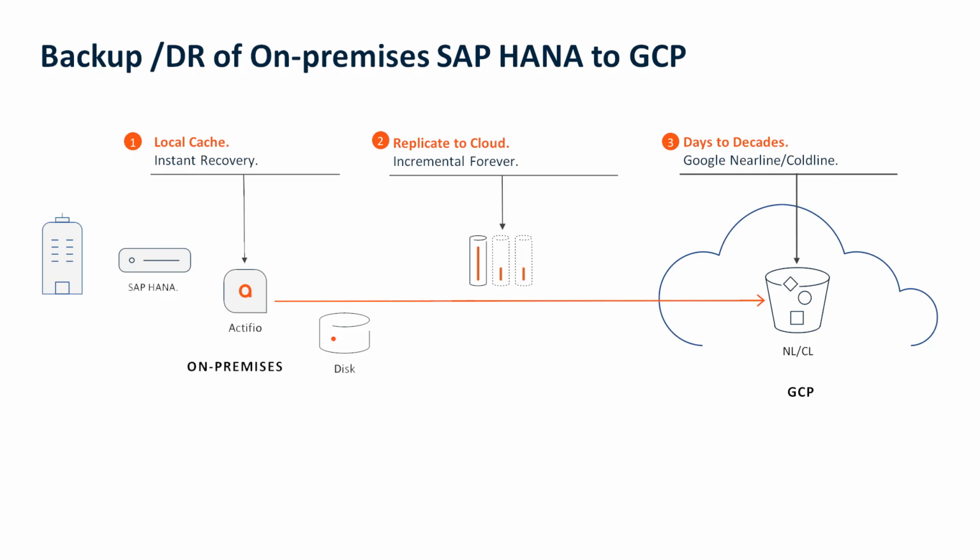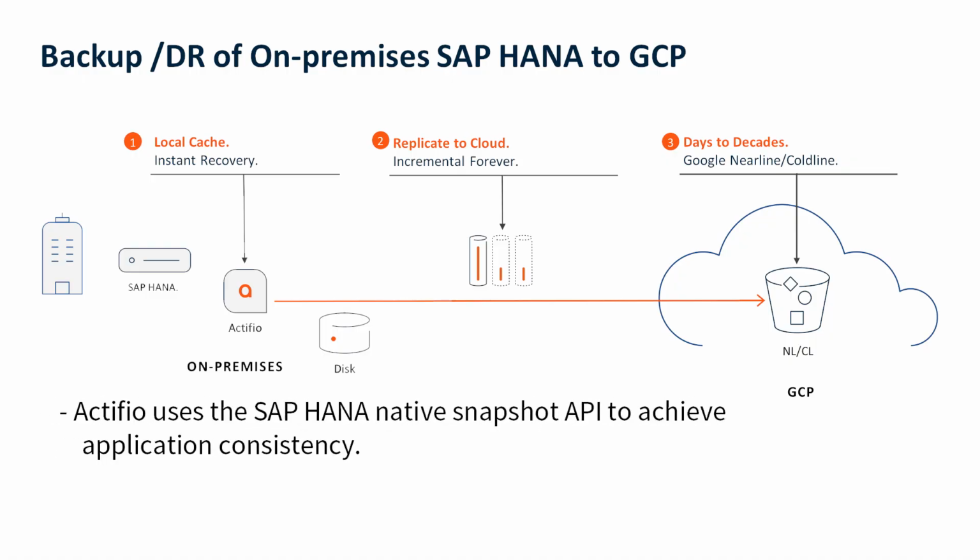Here we have a scenario of running SAP HANA locally on premises and looking to create a continuous backup to the Google Cloud for disaster recovery. It's important to consider both the backup process to the cloud as well as fast recovery of your data in case of a disaster. Actifio uses the SAP HANA Native Snapshot API to achieve application consistency.